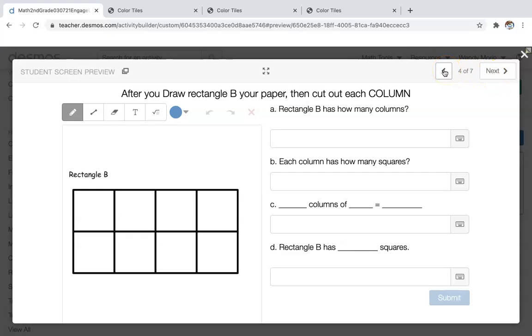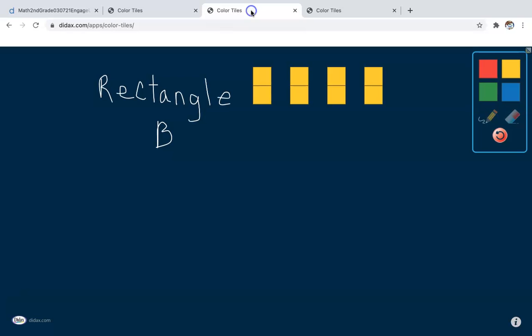So let's go to our tiles and see. Now here's rectangle B. So if you cut it vertically, you're going to have 1, 2, 3, 4 columns of 2 each. 2 plus 2 plus 2 plus 2. It's going to be 8. So let's go back to our lesson and put in our numbers.